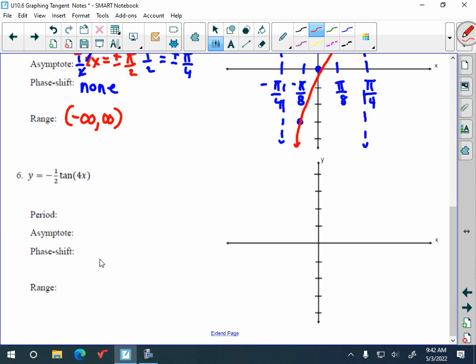All right, number 6. Our period is pi divided by b, so that's pi over 4. Our asymptotes are at 4x equal to plus or minus pi over 2. Here we're going to multiply by 1/4, and so that's plus or minus pi over 8. Again, there's no phase shift on this.